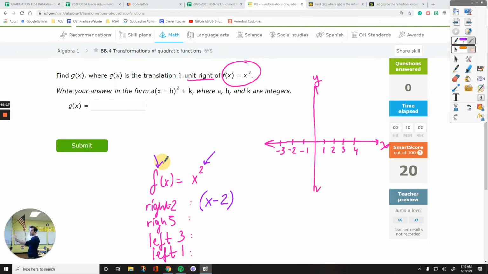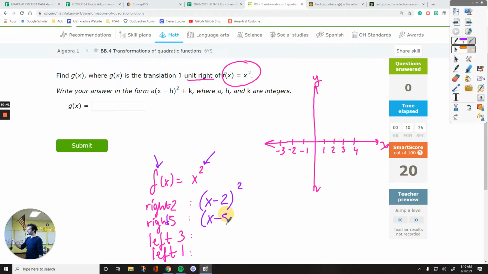Okay, so now I am done with the variable. I played with my variable, I have it, now I need to square it, which is why I put the whole thing in the parentheses. That's what we need to do. Right 5 units tells you to subtract 5 from the variable, not from the whole function, because if you subtract it from the function, it turns into vertical movement.